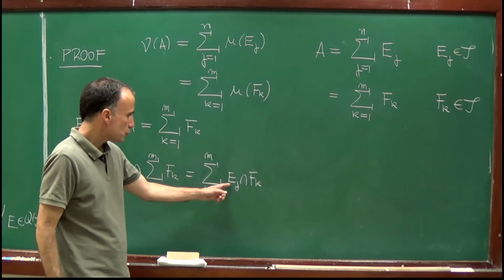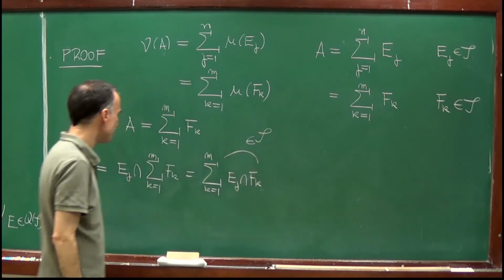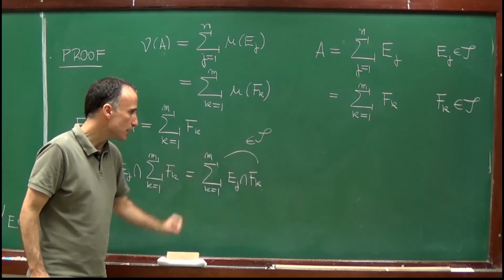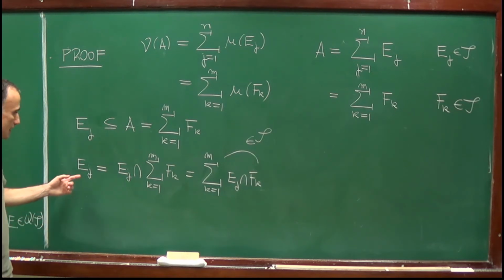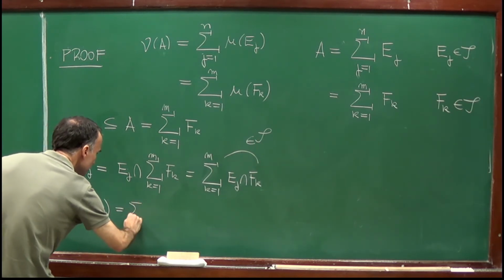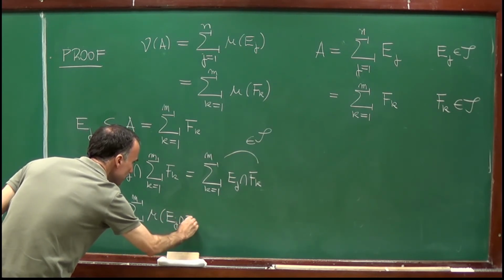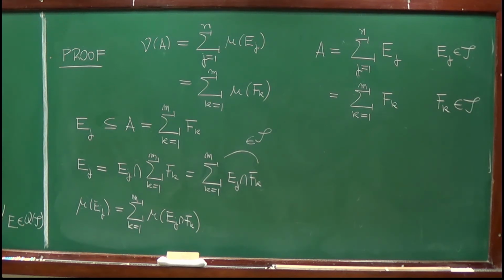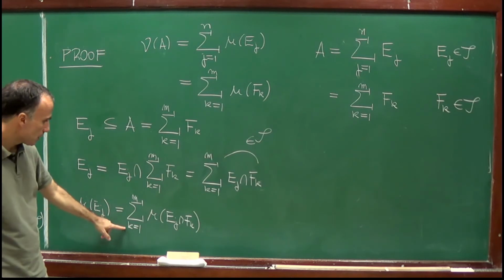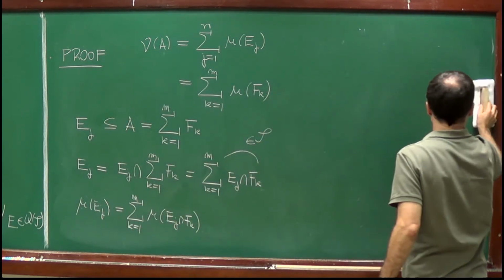Now, these two elements are elements of the semi-algebra, which means that Ej intersection Fk is also an element of the semi-algebra, and therefore we have here an identity between an element of the semi-algebra and a disjoint union of elements of the semi-algebra. So we can use that mu is additive in the semi-algebra. The additivity tells us that mu of Ej is equal to the sum of mu of Ej intersection Fk. So I can start from this identity and just replace mu of Ej by the sum of mu of Ej intersection Fk. And this is what I will do here, erasing these identities.